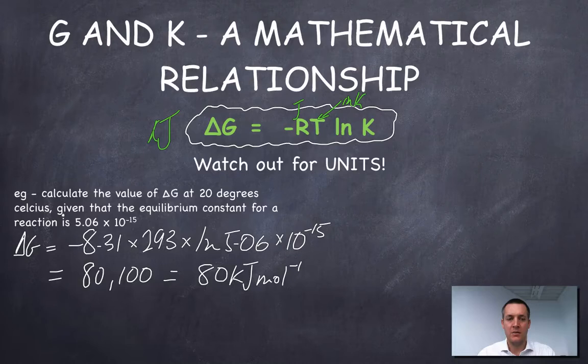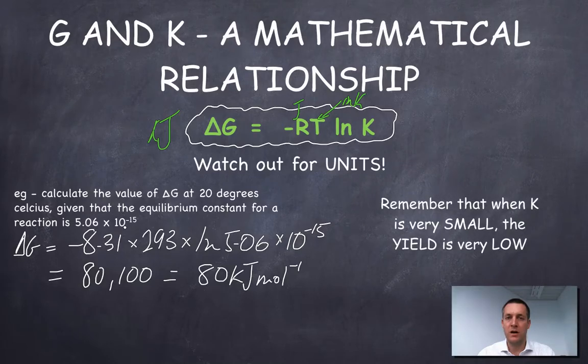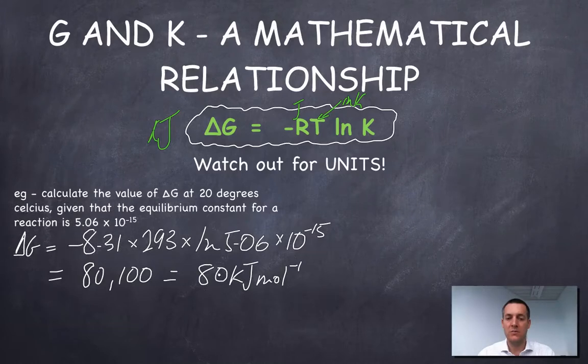Does the equilibrium constant tell us the same thing? Well, we've got a very, very small value for the equilibrium constant here, which means that hardly any of the reactants have turned into products. So yes, our answer does make sense.